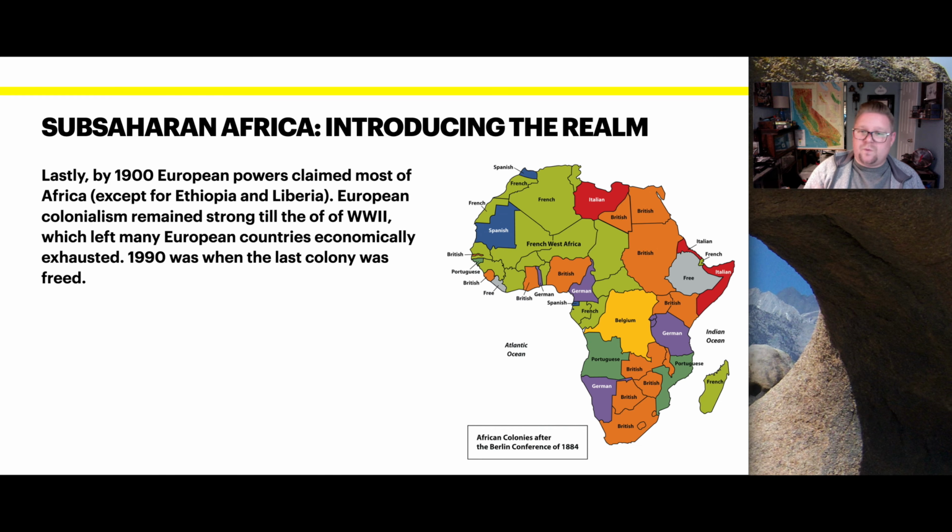The map on the right-hand side is obviously of Africa, but showing the African colonies after the Berlin Conference of 1884. The Berlin Conference was held in which they decided who was going to take control of these areas. So as we can observe, there are only two areas that remain free. Otherwise, we see that there was Spanish, French, Italian, British, German, and Belgian, and Portuguese were also involved in colonialism in Africa.